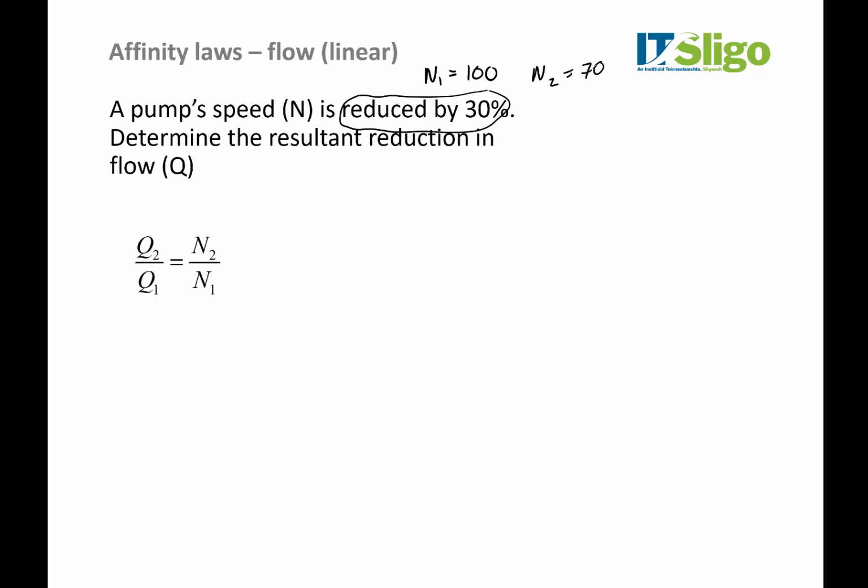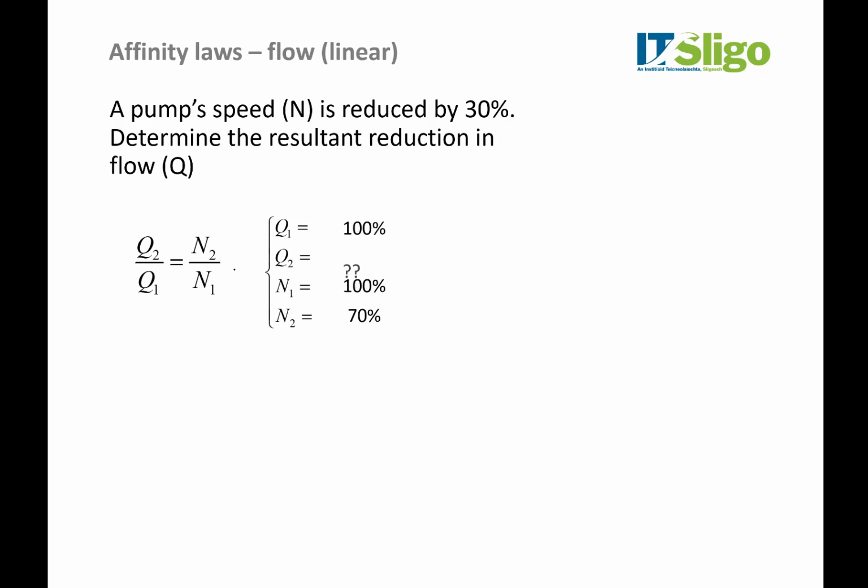So we're going to look at this equation. Now, like I said, we'll be feeding in the new speed, 70, the old speed, 100. Now, the old flow, Q1, was obviously 100%, and we're wondering, well, what's the new flow? So we put all these values in. Now I'm going to simplify this down to 0.7, and then I'm going to multiply both sides by 100. So when we do this, we get the new flow is 70%.